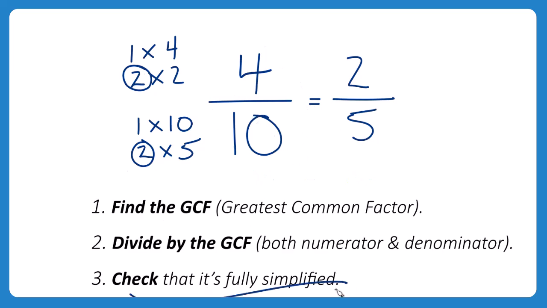Last step, let's make sure it's fully simplified. If I wrote the factors for 2 and 5, the only common factor is 1. And if I divide 2 by 1, I get 2. If I divide 5 by 1, I get 5. So I can't reduce this any further. All right, let's try another one.